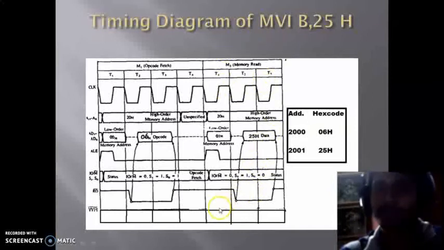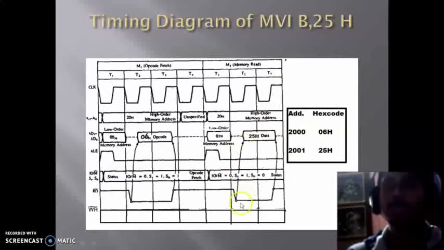Now for the first T state no read and write operation is going on, that's why those will be high. And in the case of T2 and T3 T states, the data 25 will be placed onto the data bus, so that's why the read operation is going on. So the read signal will be low for these 2 T states, and no write operation is going on, so that's why that will be high.